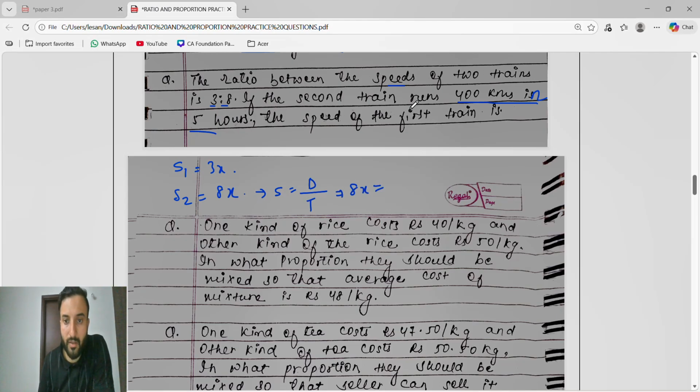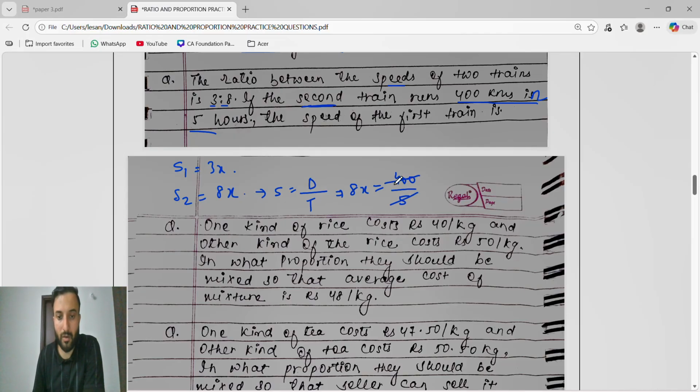What is the speed of the second train? 8x. What is the distance it travels? See, because they are talking about the second train, I will look at the second train. The second train runs 400 kilometers. What is 400 kilometers? It is the distance. In how many hours? 5 hours. So the time is 5 hours.